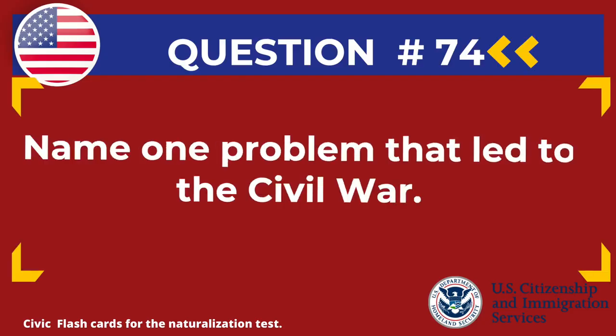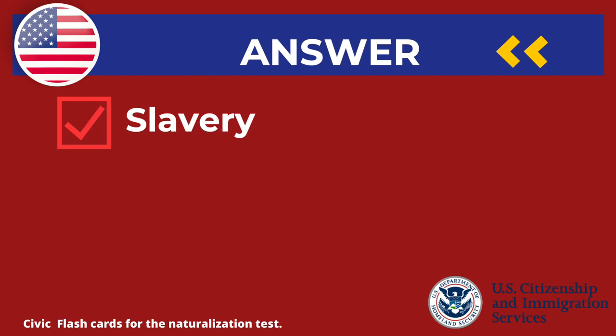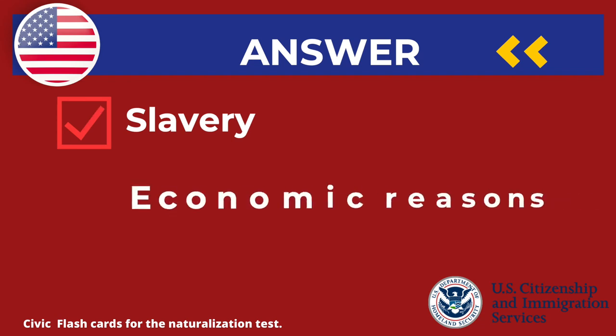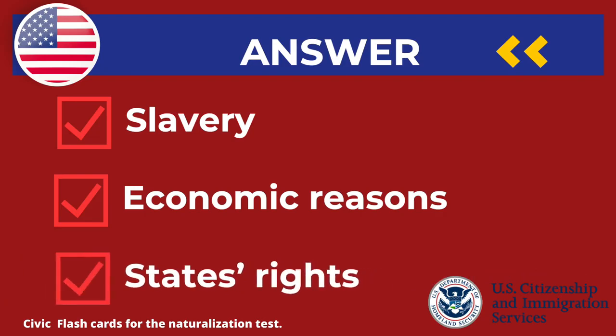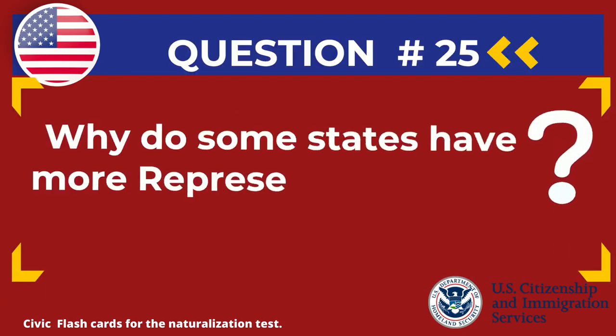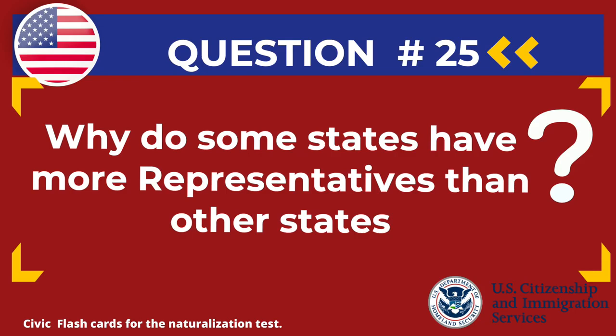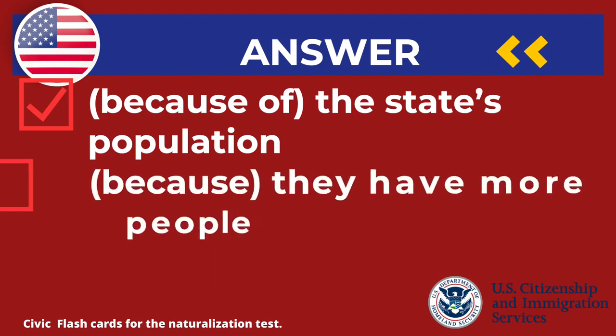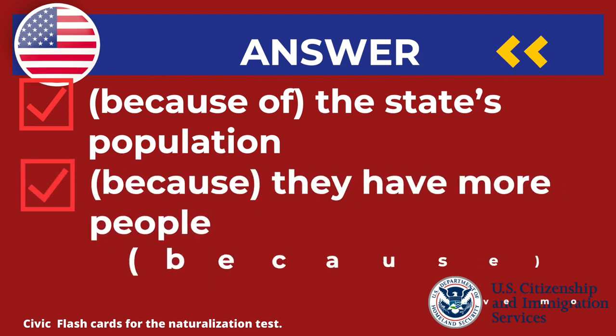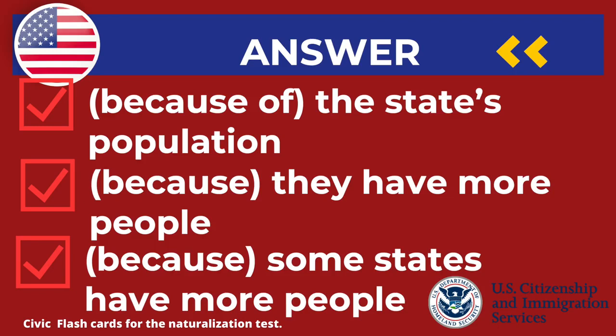Name one problem that led to the Civil War. Slavery. Economic reasons. States' rights. Why do some states have more representatives than other states? Because of the state's population. Because they have more people. Because some states have more people.